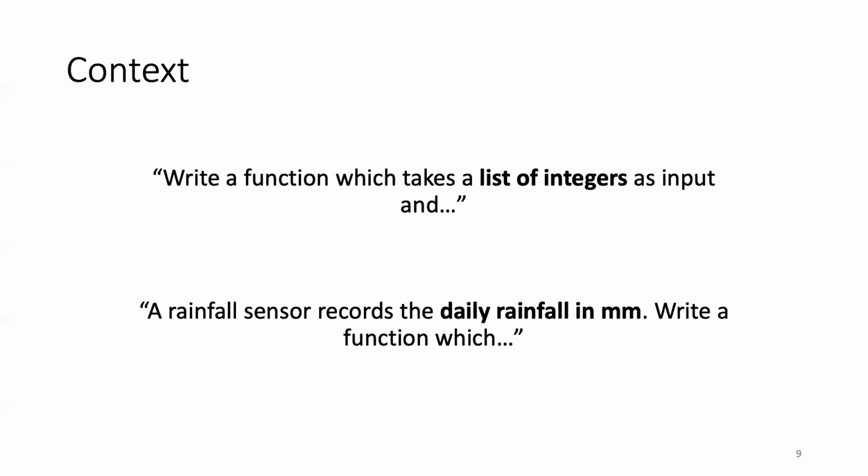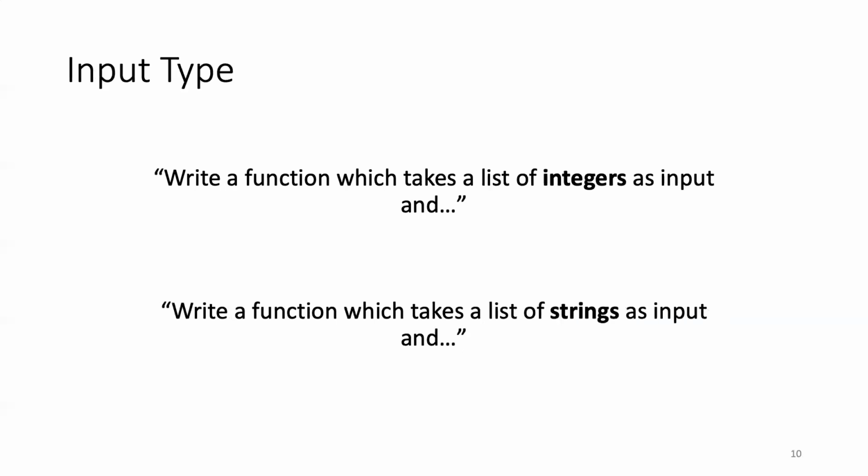Patterns or questions could also vary by context. So we might give students a decontextualized question, just asking them to write a function which processes some data. Or we could tell some kind of story where there's a rainfall sensor recording the daily rainfall in millimeters, and we want students to process it in some way. Questions could also vary by input type. For example, we might have lists of integers as input, or we might have lists of strings as input.